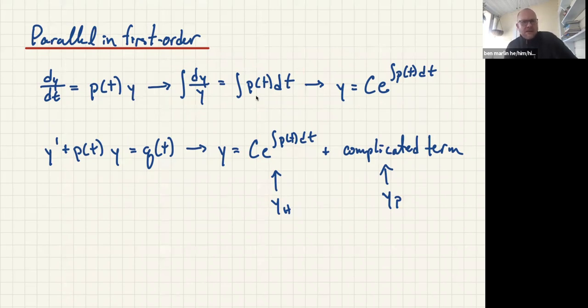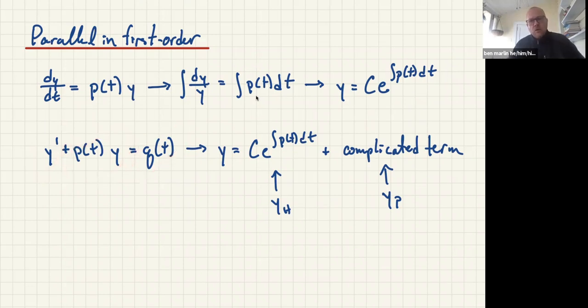In particular, if instead of p of t, you had a number over there, like say 2, then you'd end up with an e to the 2t, right? So that's kind of a motivation in what we're doing now. If you looked at the linear setup for first order stuff, then you would have this y prime plus p of t y equals q of t.